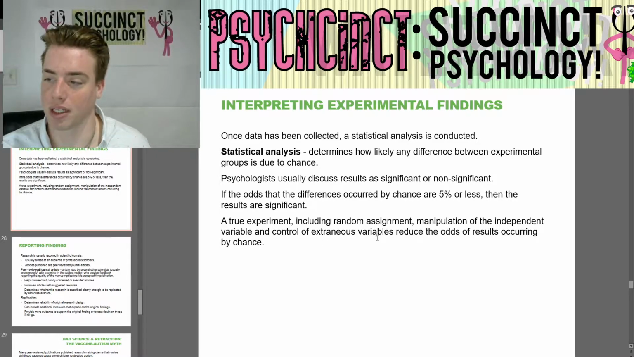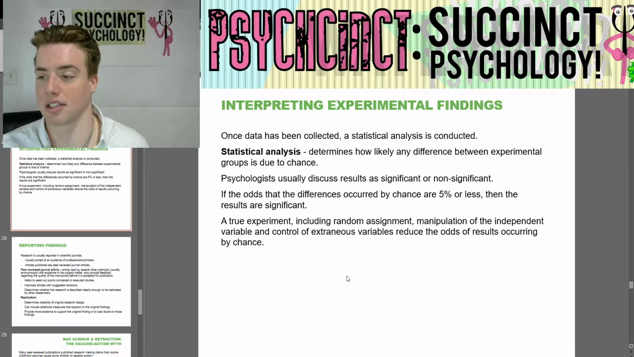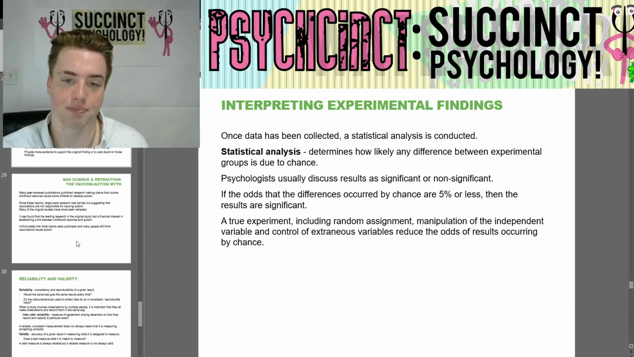A true experiment, including random assignment, manipulation of the independent variable, and control of extraneous variables, reduces the odds of results occurring by chance. So if you have all these things, you're really covering all your bases in making sure that your results are significant, or the odds that the differences occur by chance are 5% or less.